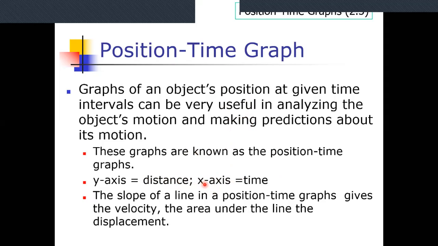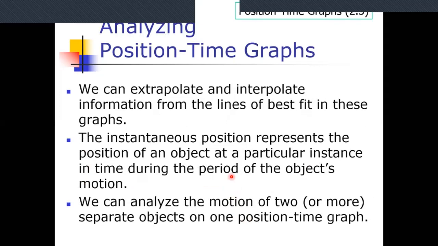Keep in mind that when we do this, we're going to talk about certain aspects of this particular graph. We'll talk about the slope of the line, so make sure you review certain aspects of a straight line and how we can use that to derive an equation. So why would we want to use these position time graphs?